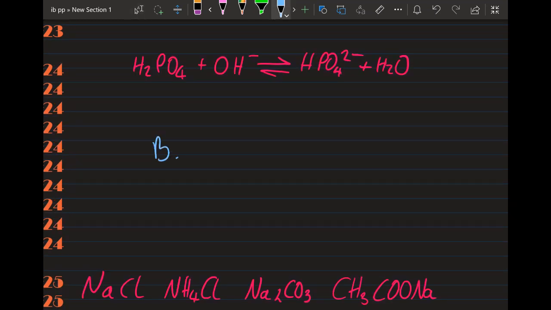24, what are acting as Bronsted-Lowry acids. So if you remember, a Bronsted-Lowry acid donates a proton. So there's going to be one on each side. What donates a proton here?